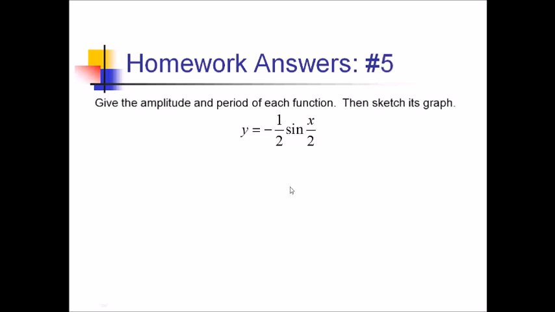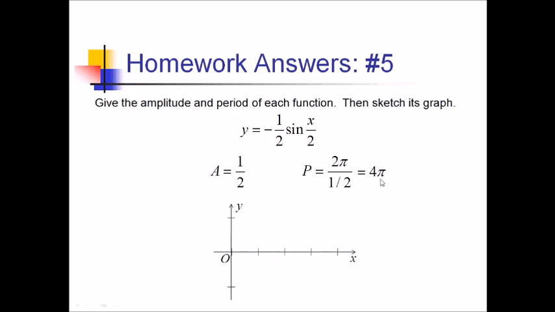For number 5, we have an amplitude of positive 1/2. Again, amplitude is a positive number. Period is going to be 2 pi over the b value of 1/2. So that's 4 pi. And now, graphing this thing out, we've got an amplitude of 1/2, so I'll just stick a 1/2 up here. And then I've got 4 pi. That'll be my fourth hash mark. So each of these is worth pi.